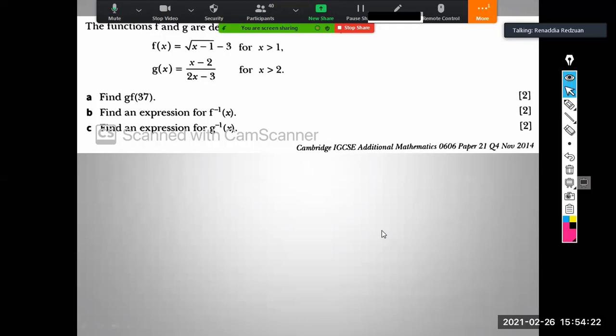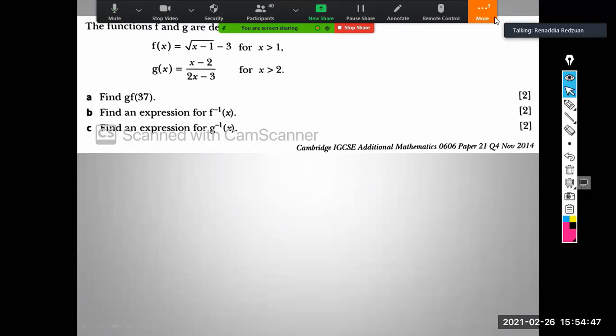For the first one, G of F of 37, which function do we have to do first, G or F? G. Wait, it's F. You have to do function F first. So we do F, quadratic, right? Yes, we have to do F first. So you replace the X in function F with 37.